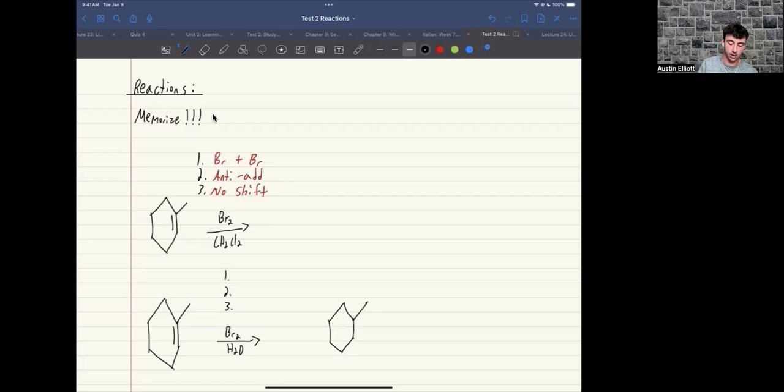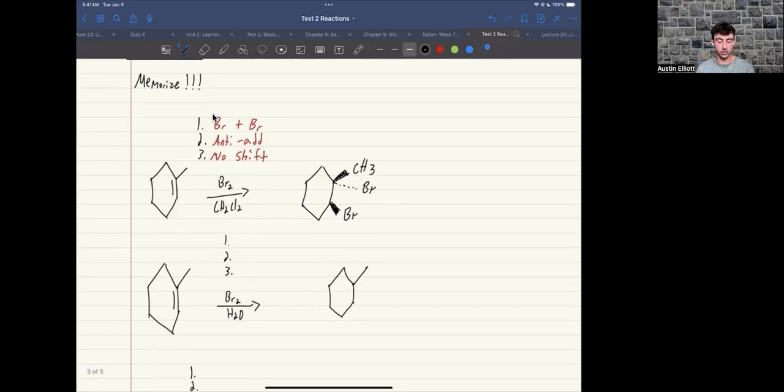So product-wise, we're going to retain the ring structure. Our methyl group is going to be on a wedge like this, CH3. And then we have one bromine that is trans to everything else, and then the other one is going to be cis. It doesn't matter which one is what. You just have to make sure that the groups line up stereochemistry-wise and that is one of each.